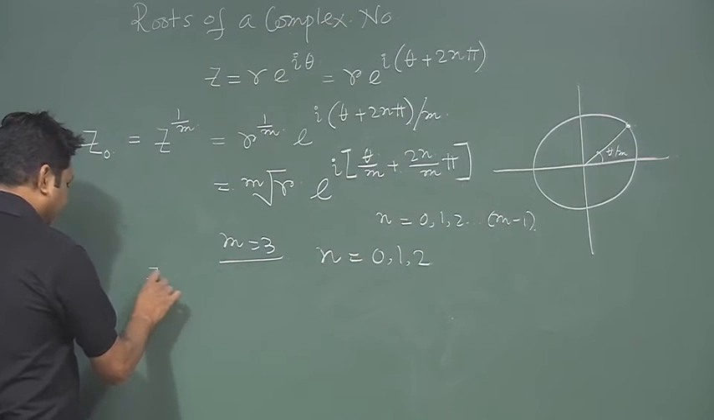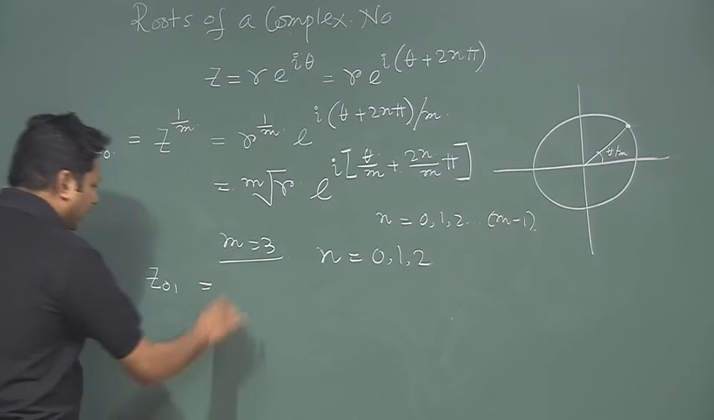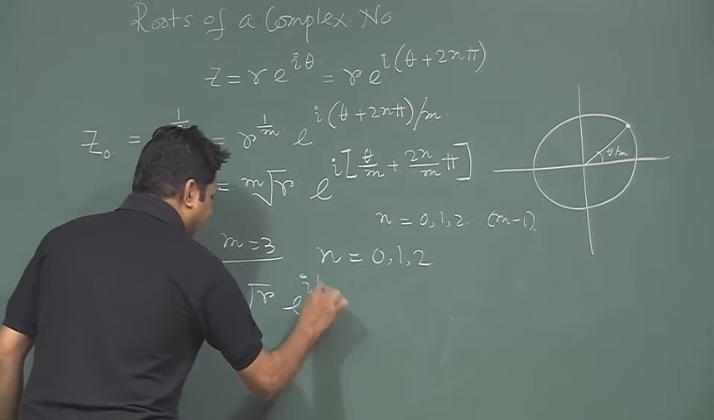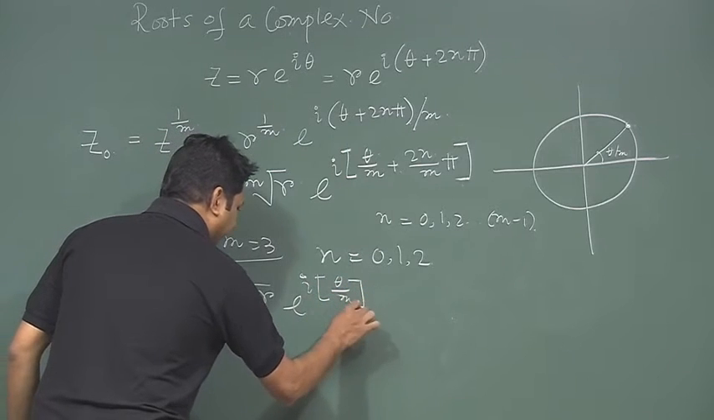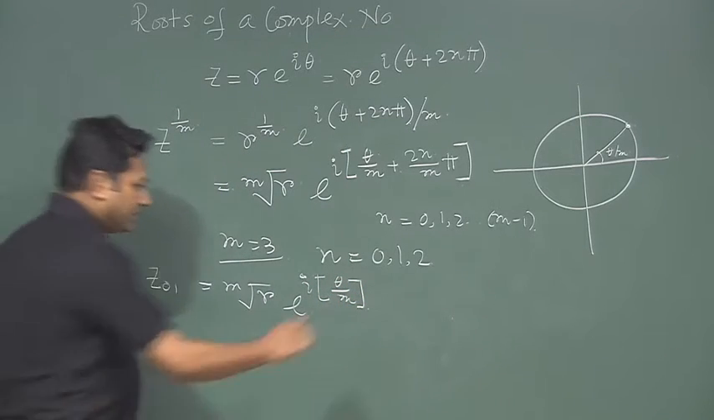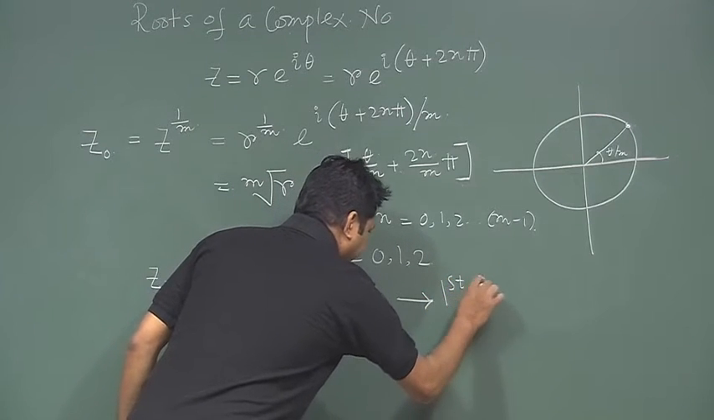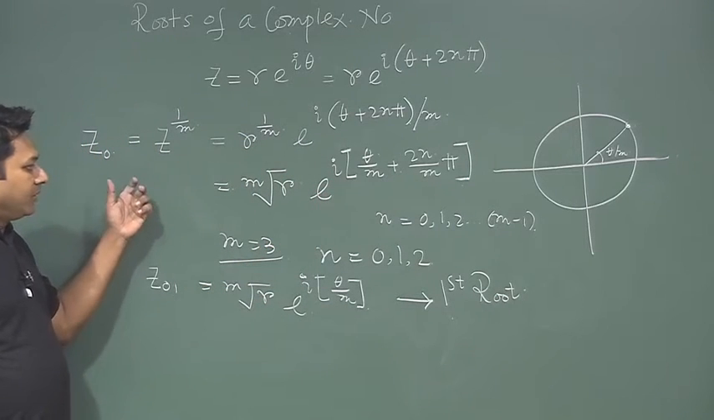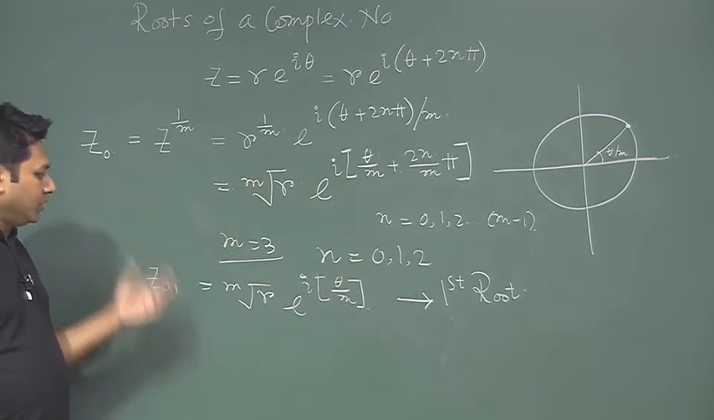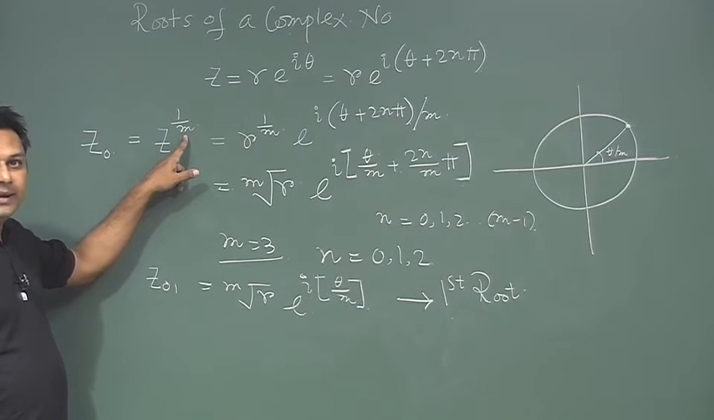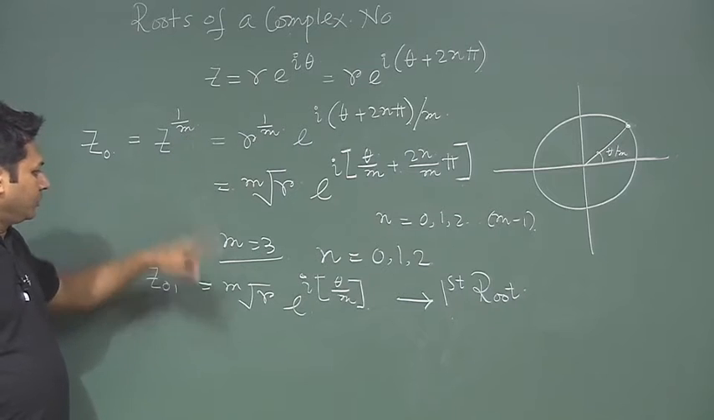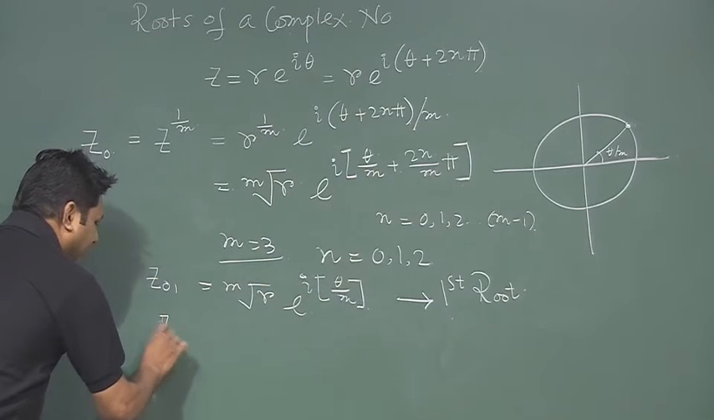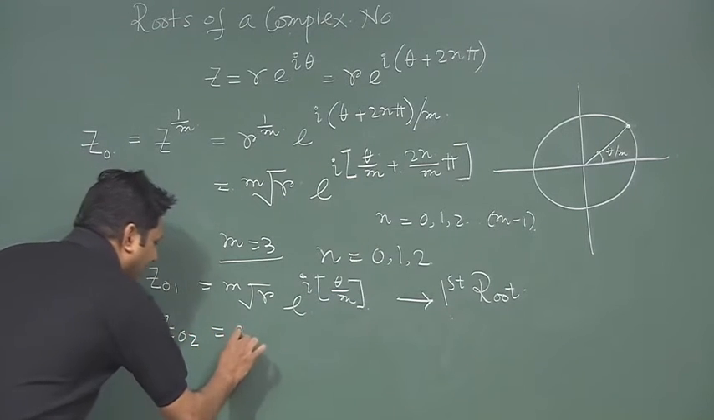For example, z0 1, I will have how much? The mth root of r e to the power of i theta by m, that will be my first value, and essentially this is my first root, because in the real case I find that if I have x square is equal to 4, I should have 2 roots. Here if I have to the power 1 by m, that means I should have m number of roots. As an example, I put m equal to 3, so that is why I should have 3 roots. So, that is the thing I try to figure out, how these 3 roots are emerging.